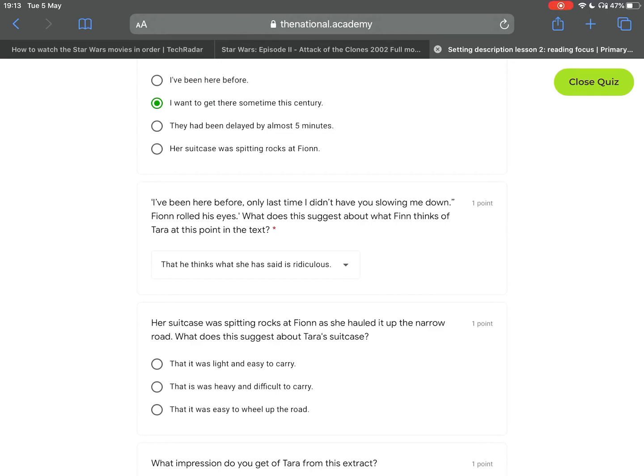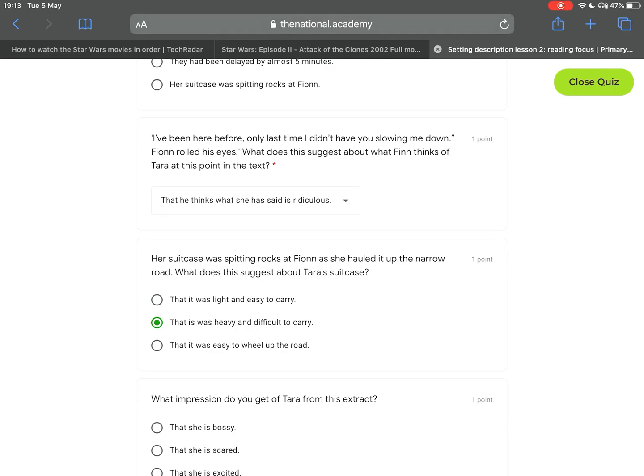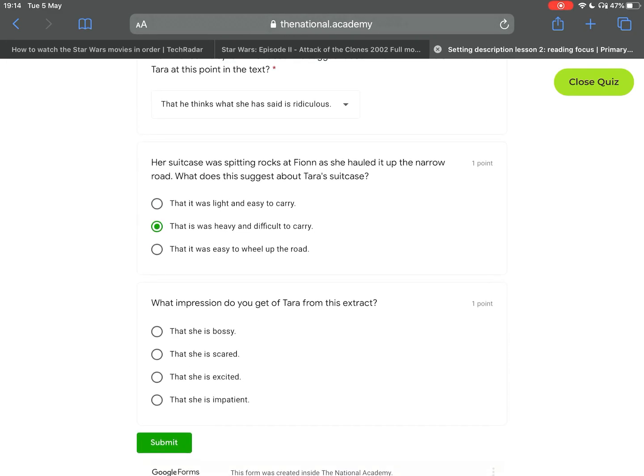Her suitcase was spitting rocks at Fionn as she hauled it up the narrow road. What does this suggest about Tara's suitcase? It would mean that it was heavy and difficult to carry. What impression do you get of Tara from this extract? Here it would be that she is impatient.